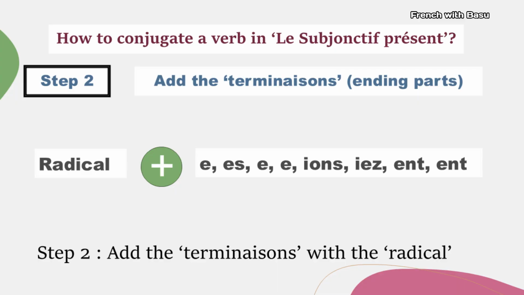And now step 2. The terminaisons or the ending parts. We will add E, ES, E, E, IONS, IEZ, ENT, ENT with the radical. Great! Let's check out some examples.